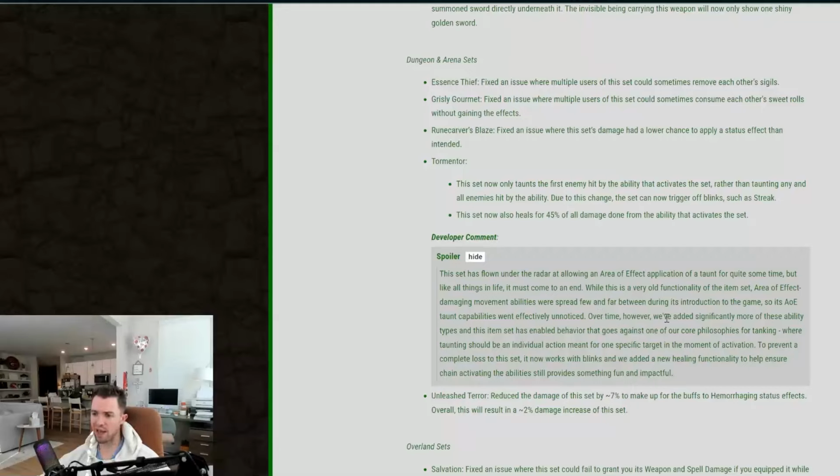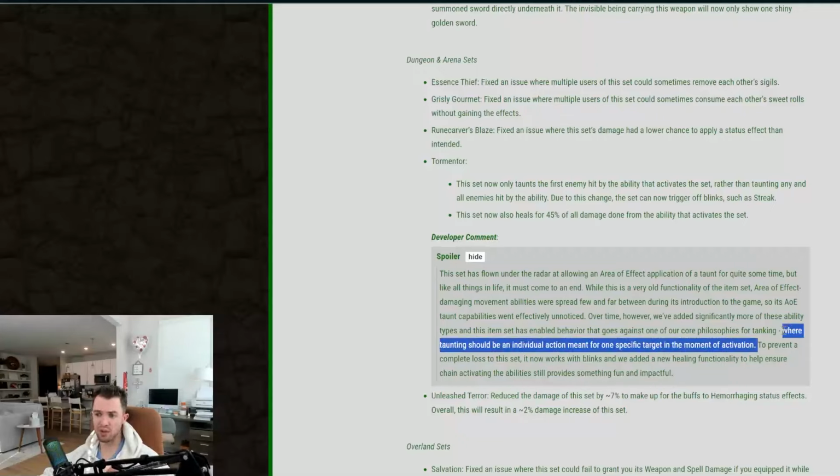Over time, however, we've added significantly more of these ability types. And this item set has enabled behavior that goes against one of our core philosophies for tanking, where taunting should be an individual action meant for one specific target in the moment of activation.